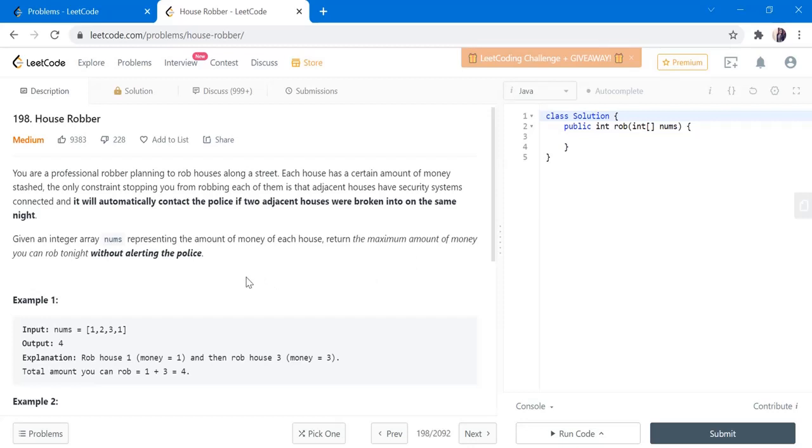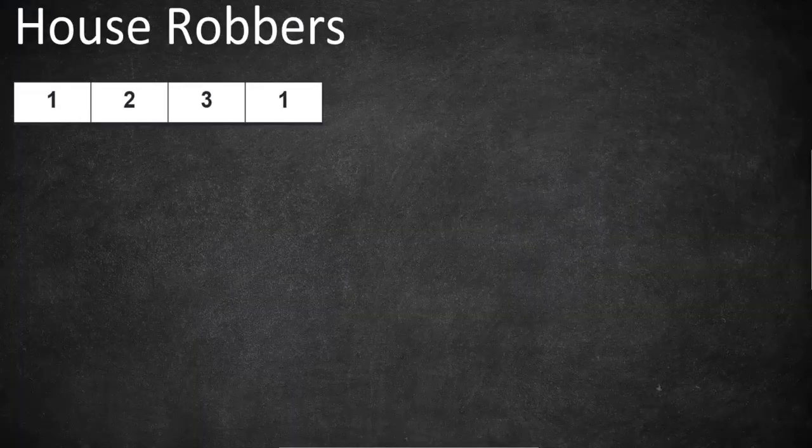So let's understand this with an example. Here is the given input array that represents money at each house in a street. Now we have to rob the maximum amount of money from these houses on the same night. The only constraint we have is we cannot rob two adjacent houses at the same time because it will trigger the alarm to the police.